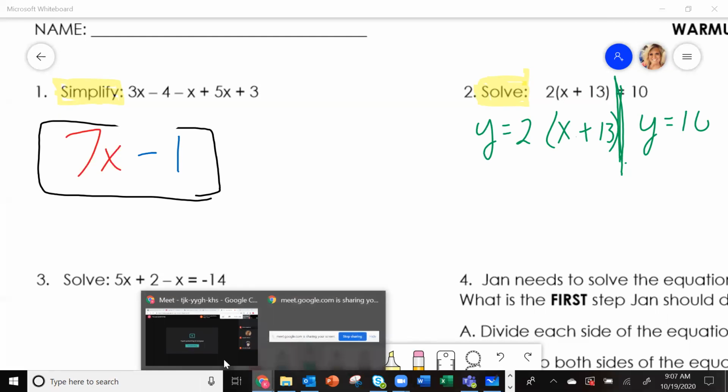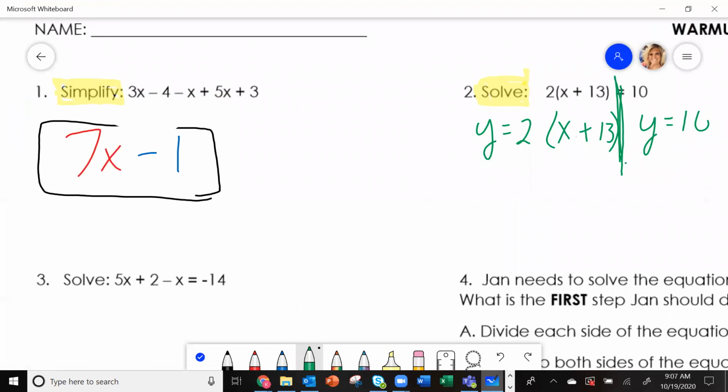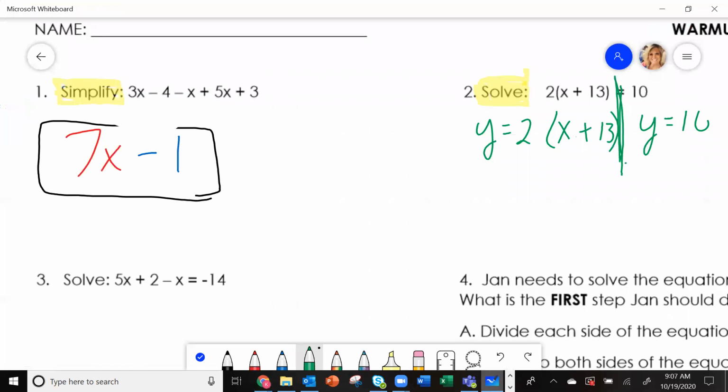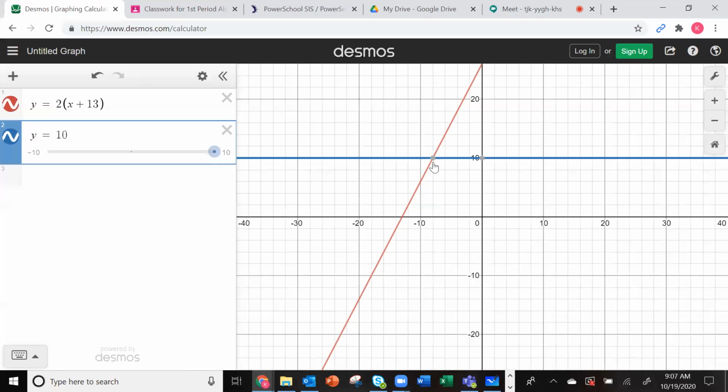Let me pull up my Desmos right here. I'm going to put in there y equals 2 times x plus 13. Click below it. And then I have y equals 10, the right-hand side. If you guys don't have Desmos up on your computer, you need to do that now. I'm going to zoom out, and remember you're looking where the two lines intersect.